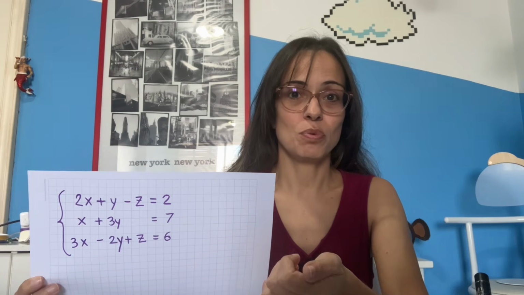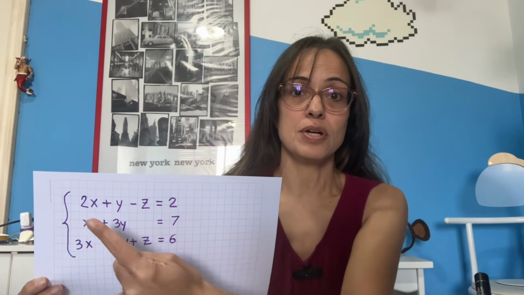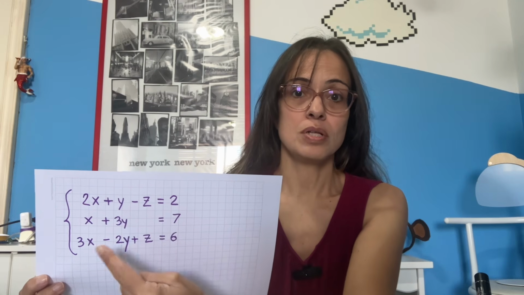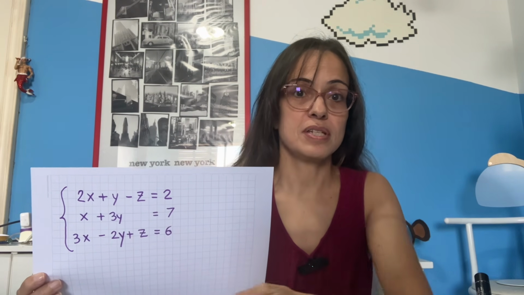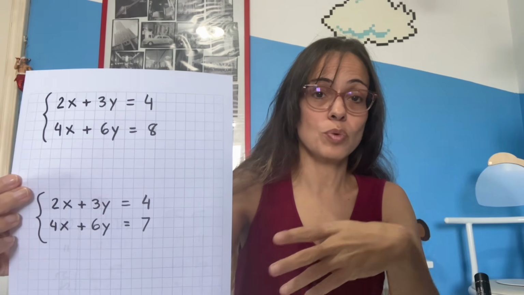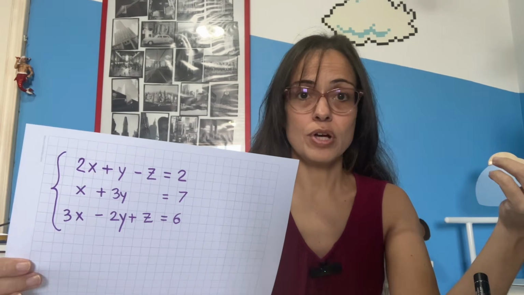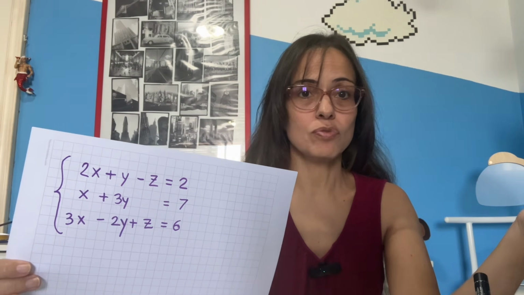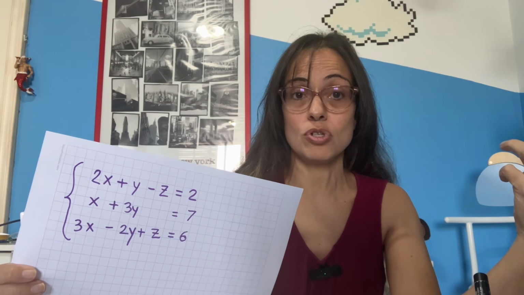Because the Cartesian form of the equations of the plane shows the coordinates of the normal vector right here: 2, 1, and minus 1; 1, 3, and 0; 3, minus 2, and 1 in this example. But unlike the case of lines, where it's pretty easy to see when one is a multiple of the other or not, here we look at 3 equations of 3 planes and we have no idea if one is a linear combination of the other ones, because there are so many things to try.